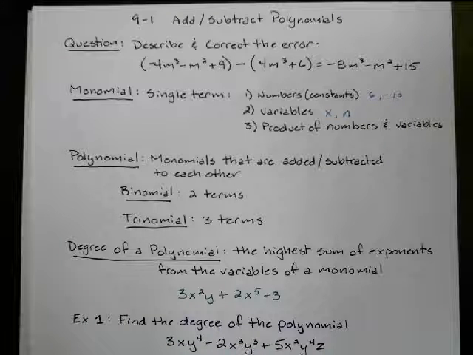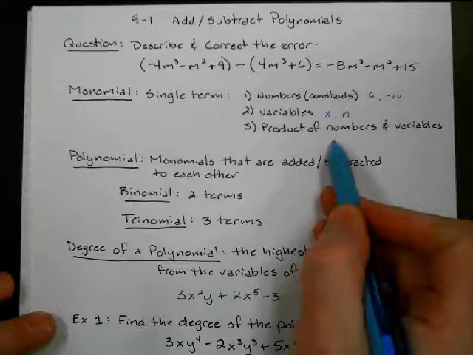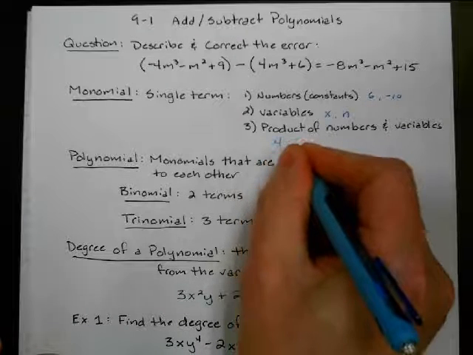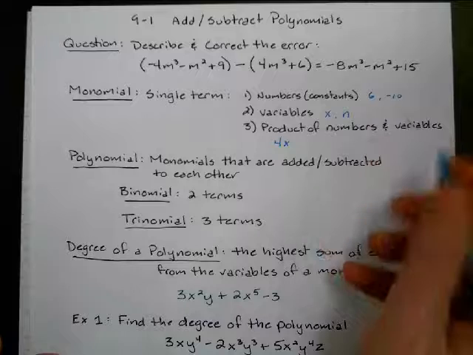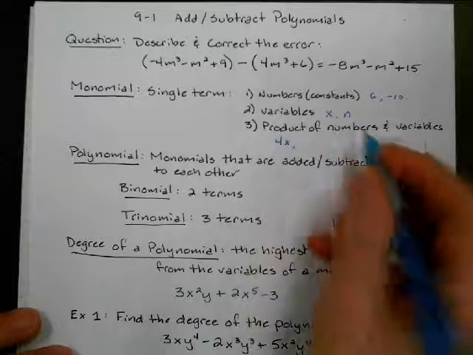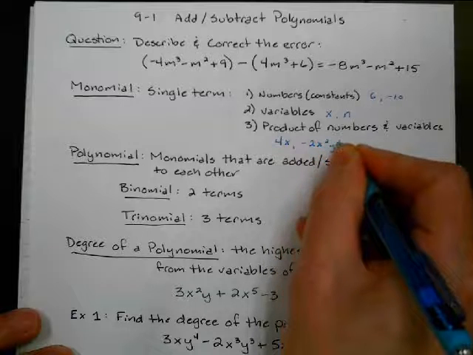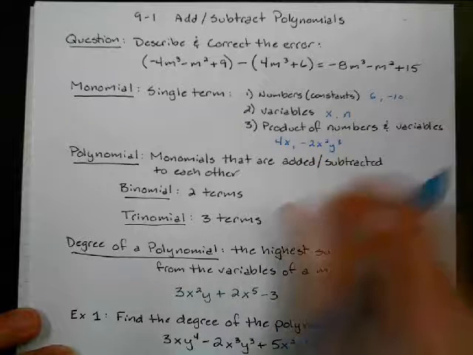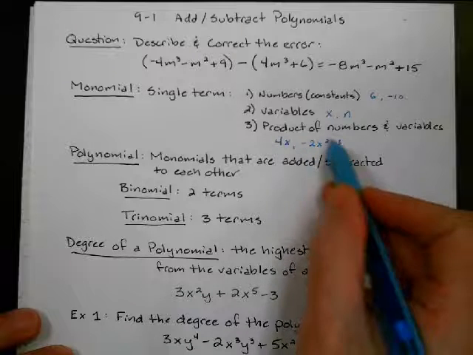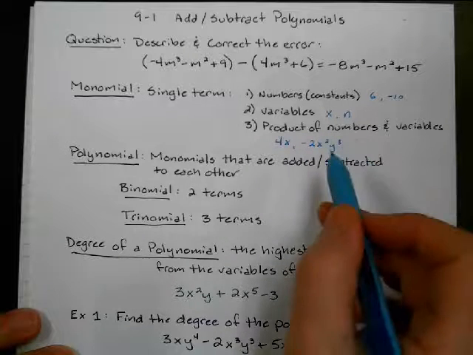And then next, a monomial can be the product, which means multiplication, of numbers and variables together. So maybe we had 4x. That's a number times a variable. That is a monomial. What if we had negative 2, x to the second, y to the third? That's also a monomial. Everything's being multiplied, so we would consider this one single big term. So monomials are just one term.